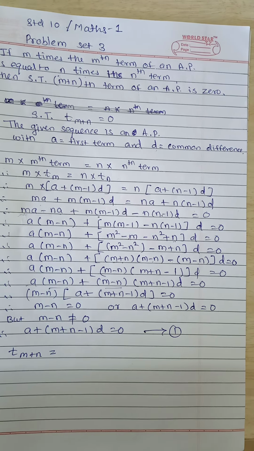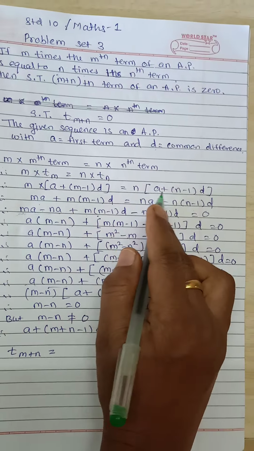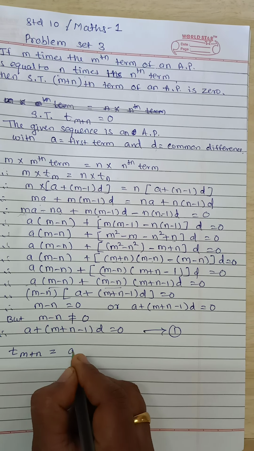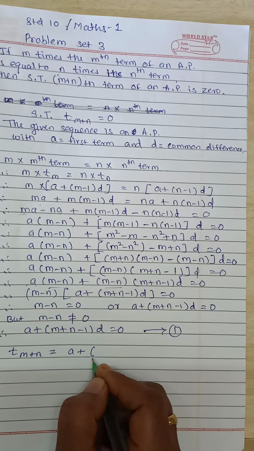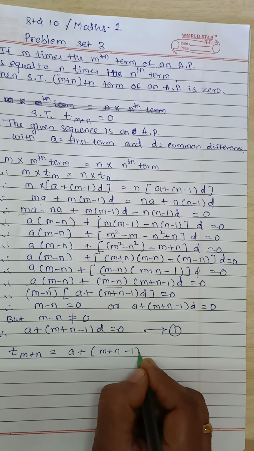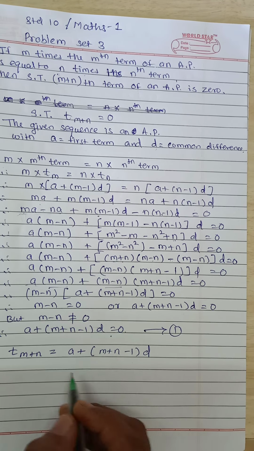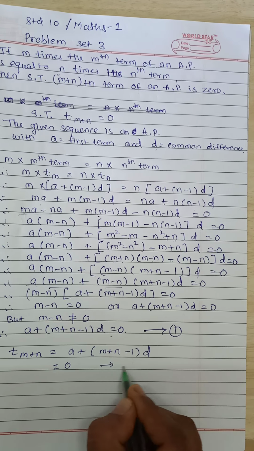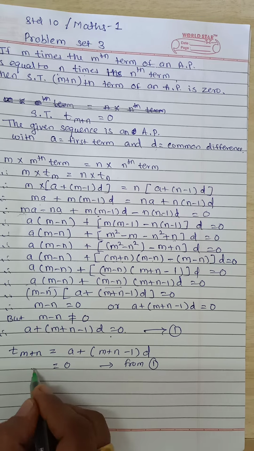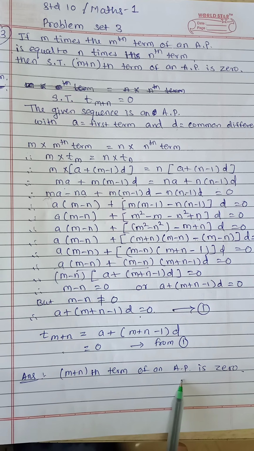Now using the same formula of Tn, we'll write the formula for T(m plus n). The Tn formula is a plus (n minus 1) into d. So here it will become a plus, in place of n we write m plus n, so (m plus n minus 1) into d. Now this we have got directly over here as 0. So this is 0 from equation 1. So this only we had to prove. So the final answer is the (m plus n)th term of an AP is 0.